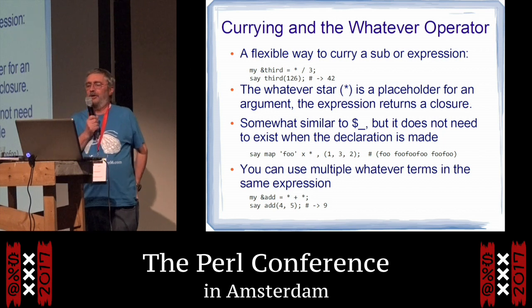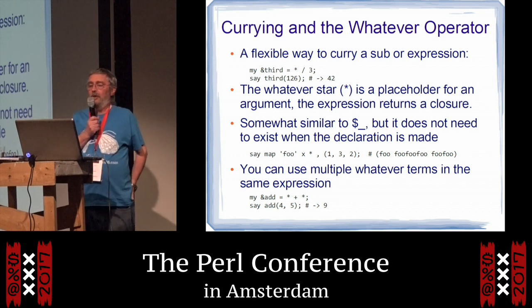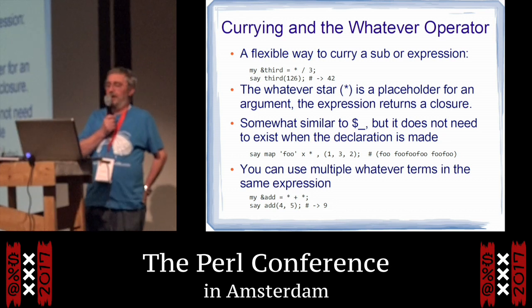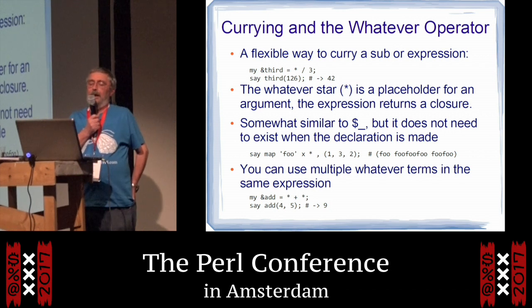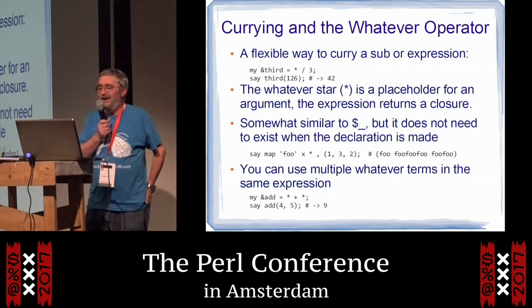Which is using the star operator or the whatever operator. The whatever operator is a placeholder for an argument, and the expression returns a closure. So in the example here, I say my third equals star over 3, and Perl will know that now if I call third with some value, it will have to divide that value by 3. So if I call it with 126, I get 42. I hope the math is correct.